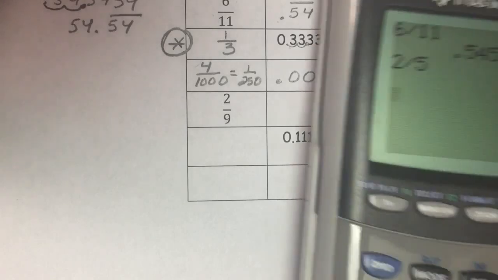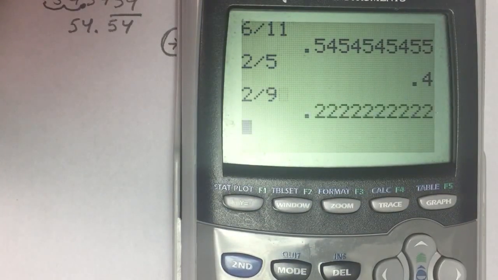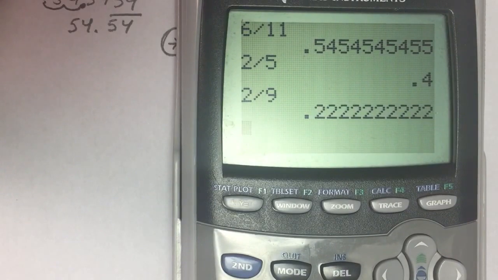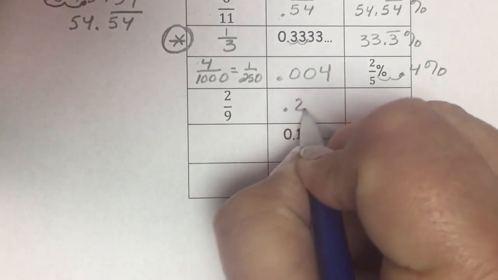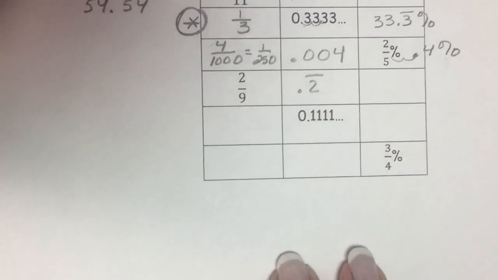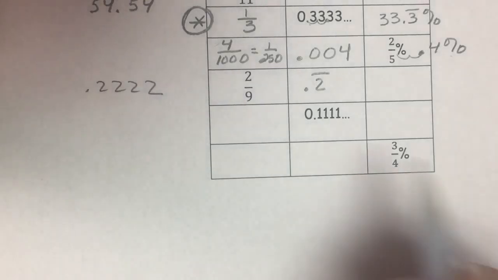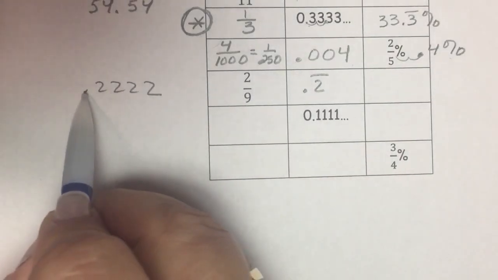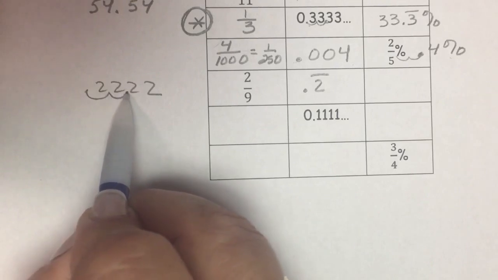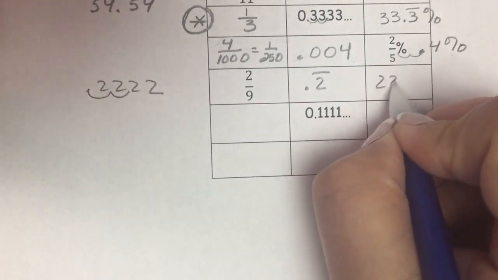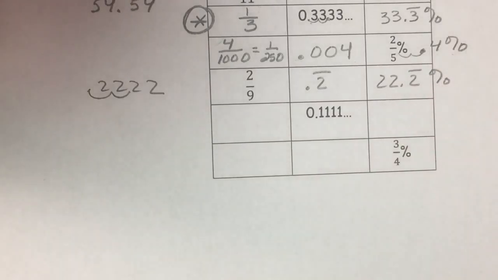2/9. So let's go ahead and let's change it to a decimal by using your calculator. If you do 2 divided by 9, you get 0.2 repeating. So the decimal would be 0.2 repeating. So if I look at 0.2222, and I need to change it to a percent, I need to move it 2 places to the right. So you can see that's going to be 22.2 repeating percent.